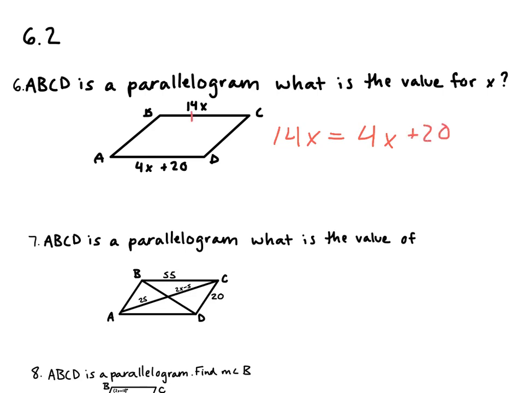We know that the sides of a parallelogram are going to be equal. So since it tells us that this is a parallelogram, we know that the opposite sides are equal. So we just set the two equal to each other. And then we solve for x. So we can subtract 4x from both sides. And we get 10x is equal to 20. And we divide by 10. And what do you guys get for x? 2.